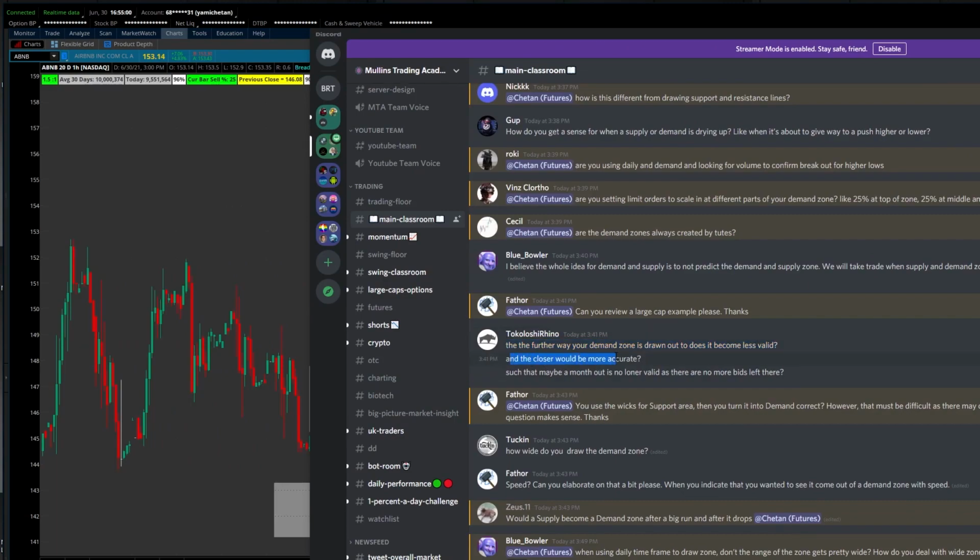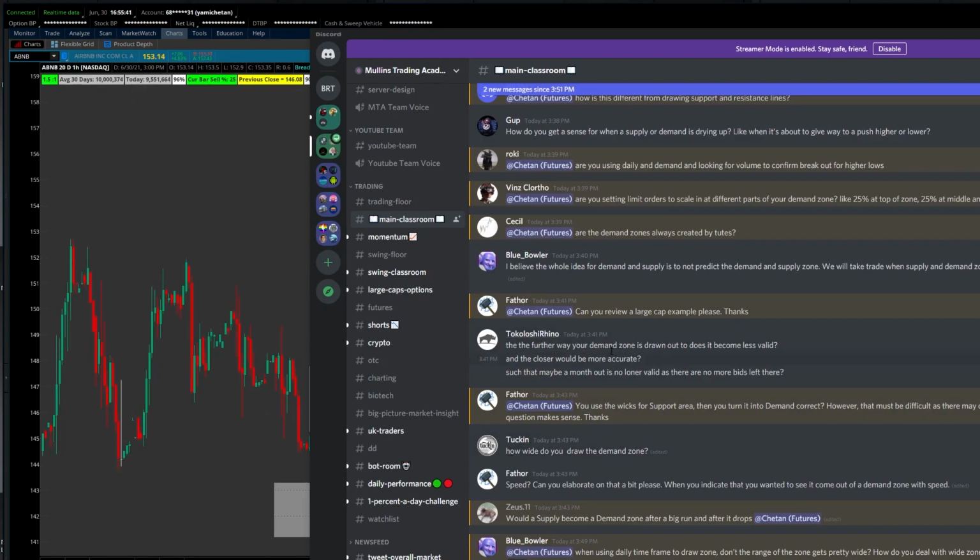The question is, the further out your demand is drawn, does it become less valid? The closer, the more accurate? Yes, I would say the more a zone has been retested over and over, the less likely I am to think it's going to keep working, because at some point the demand's going to dry up for that area. I don't think after once or 3 times a demand area is going to disappear, but after 10, 20 times of trying something, at some point demand's going to be exhausted.